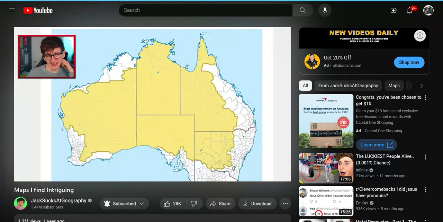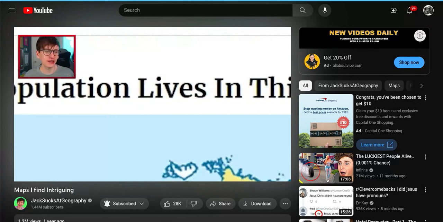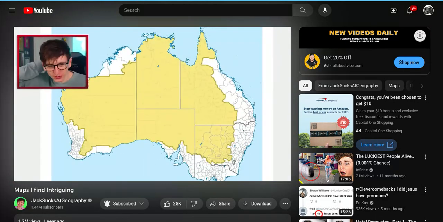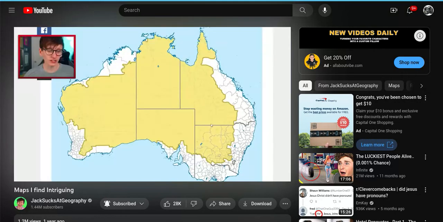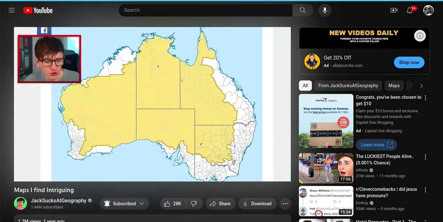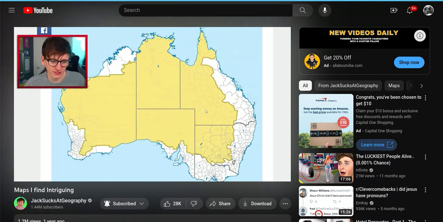Oh, this is insane. 2% of Australia's population lives in this region. We've looked at maps like this before, but yeah, it's basically just showing that everyone lives around the coast. And in a previous map video, we did discover that this central area is equivalent temperature to the Sahara Desert. So you can understand why only 2% of the entire population live in this huge area.